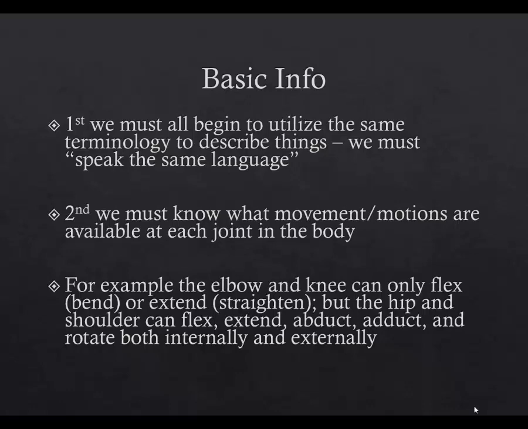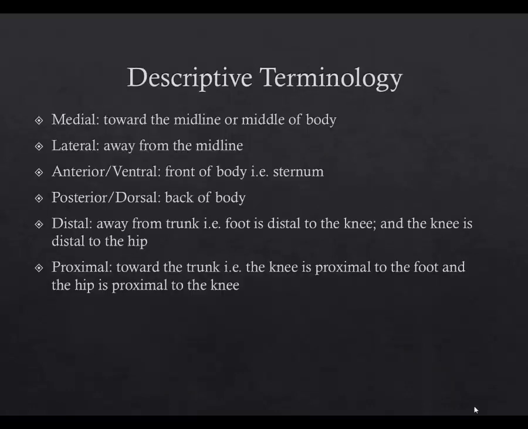Second, we must know what movement or motions are available at each joint in the body. For example, the elbow and knee can only flex or bend or extend, straighten. But if you take the hip and the shoulder, they are more mobile, so they can flex, they can extend, they can abduct, adduct, and rotate both internally and externally. And if those words sound a little off to you, it's because that is medical terminology. And so we will, again, elaborate on that in this course.